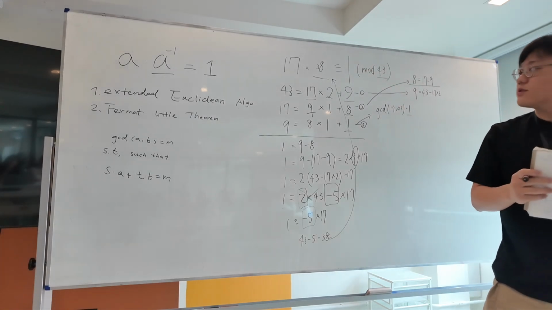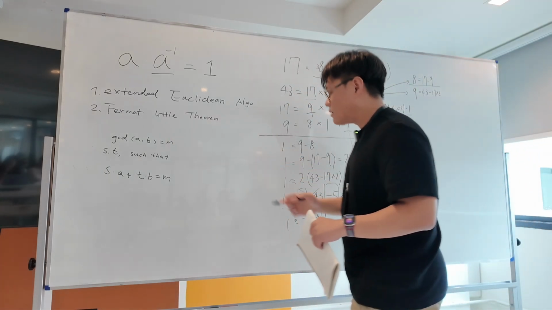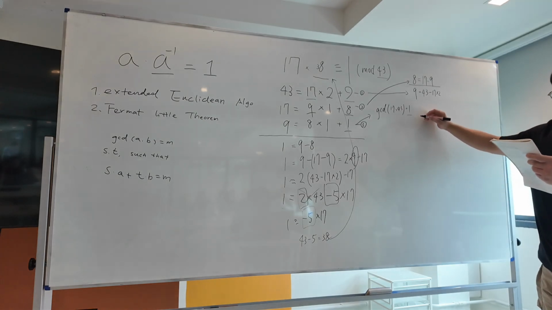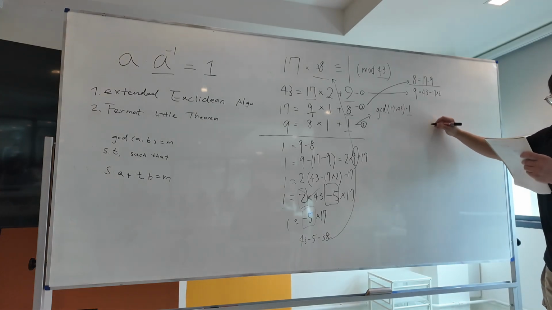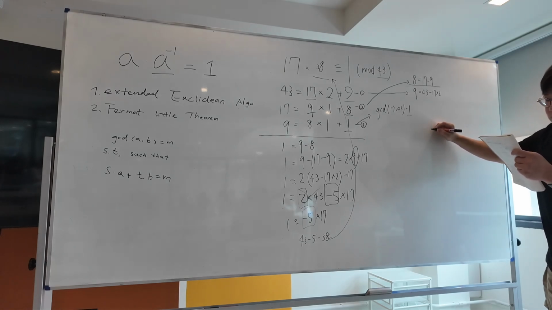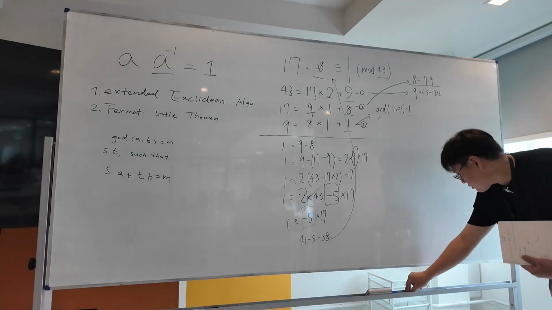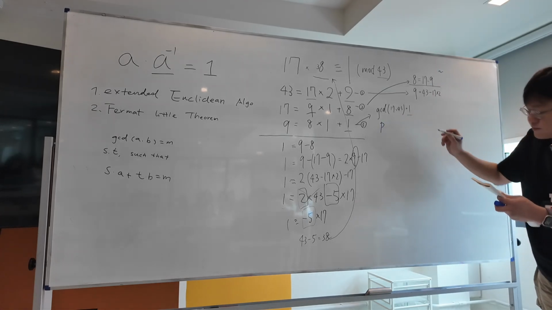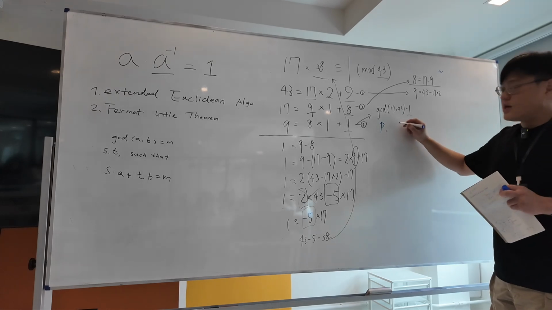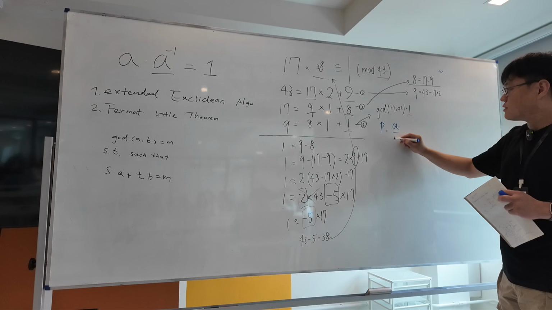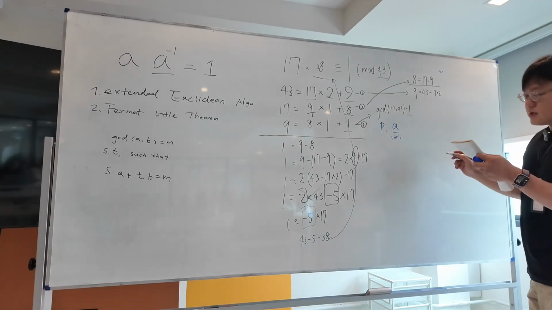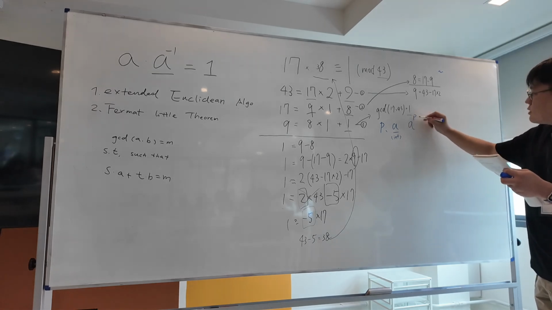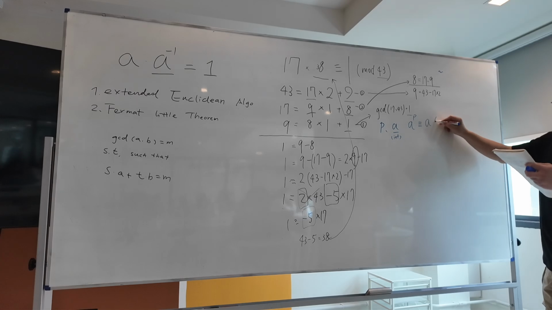Now we come to the second one, Fermat's Little theorem. This is much easier. I'll use another marker. So p is prime, and for any integer a, we have a to the power p equals a mod p.